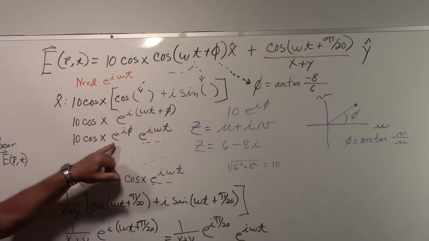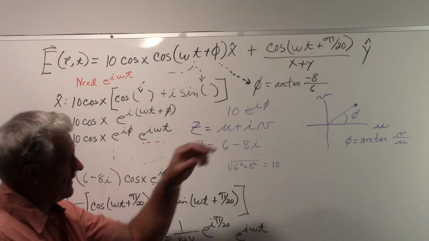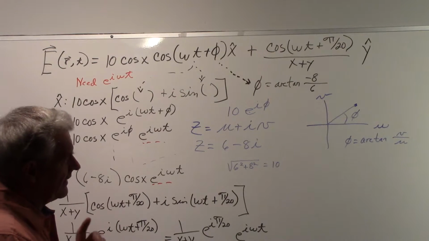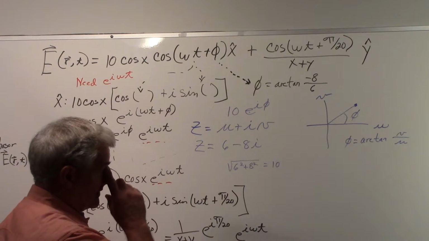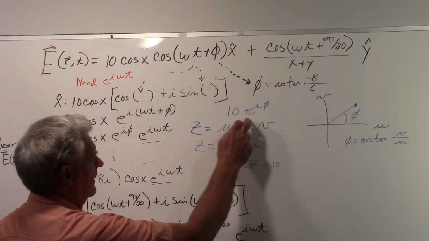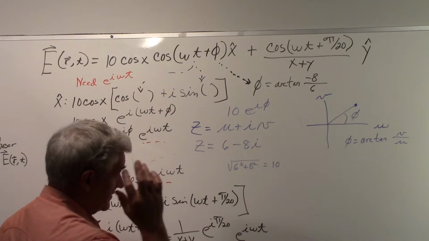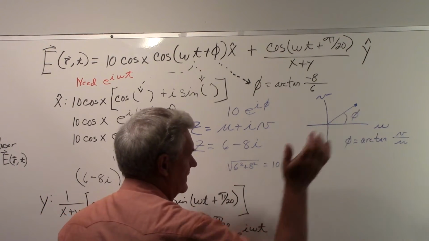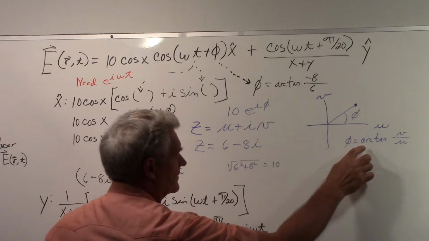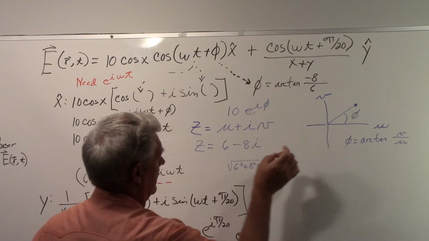Now what do we do with the e to the I phi? Actually, it's going to be 10 e to the I phi. So here's 10 times e to the I phi. And that phi is the arctan of minus 8 over 6. So if we think in terms of a complex number, u plus iv, then in the complex plane, with our u-axis and our v-axis, this angle represents phi, and it's the arctan of v over u. And this length here would then be 10.